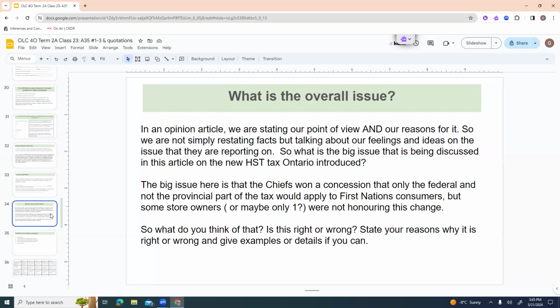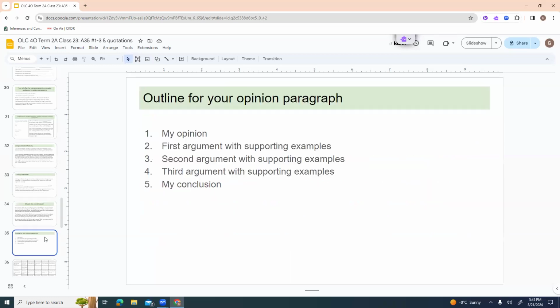What do you think of that? Do you think that's right? Do you think that's wrong? State your reasons for why you think it's right or wrong, and give examples or details, if you can, that would help to support your ideas. Okay. So we're talking about the issue, not just restating what happened. Okay. So remember that the outline for an opinion paragraph, you start with your opinion, give your first argument and a supporting example, second argument with a supporting example, third argument with a supporting example, and then your conclusion.